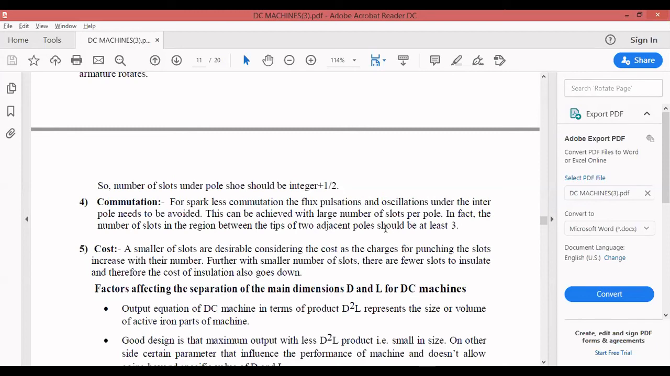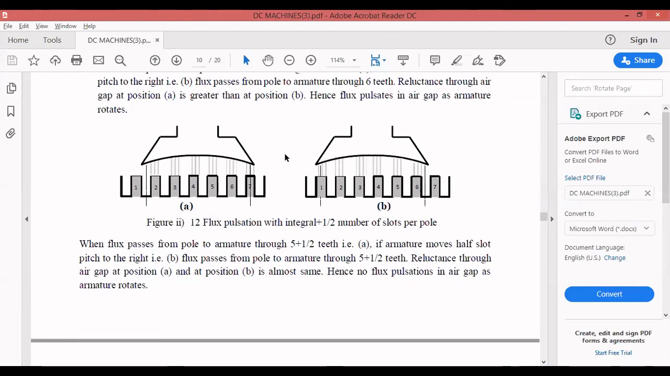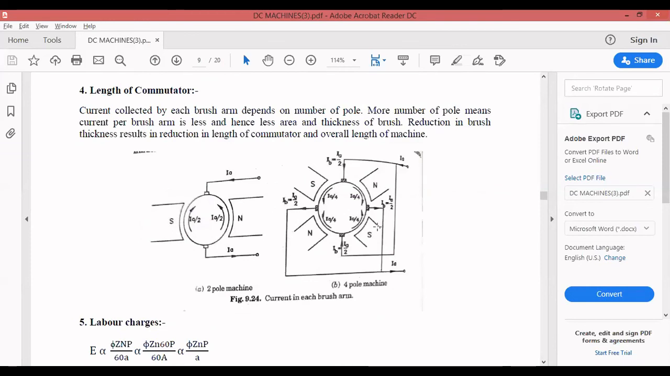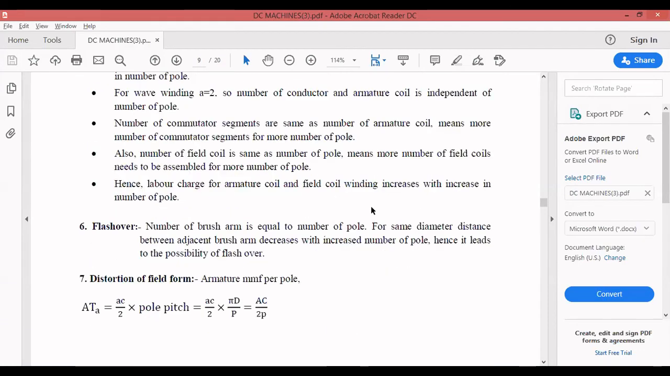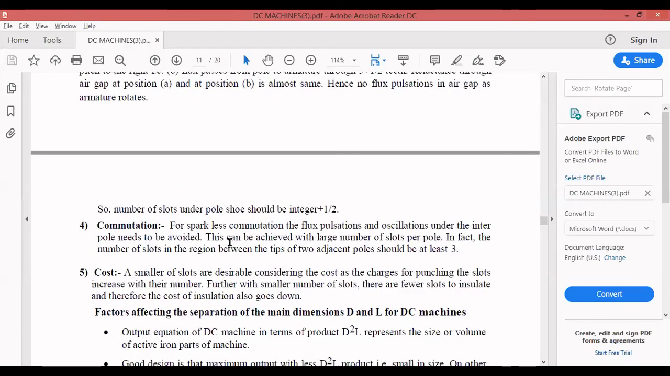Next factor, commutation. For a sparkless commutation, the flux pulsation and oscillation under the interpole need to be avoided. Flux pulsation in the interpole region, because this is a main pole, and in between the main poles we have an interpole. If you go back to this figure, this is the main pole, and here there will be an interpole. In the interpole region, to have a sparkless commutation, there should not be any flux pulsation. This is the interpole region, whatever slots come under it, there should not be any flux pulsation. So for a sparkless commutation, the flux pulsation and oscillation under the interpole region should be avoided.